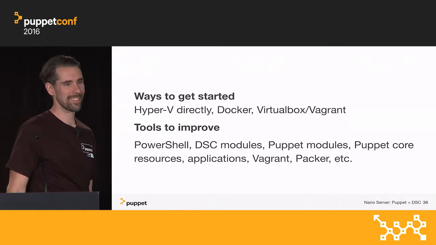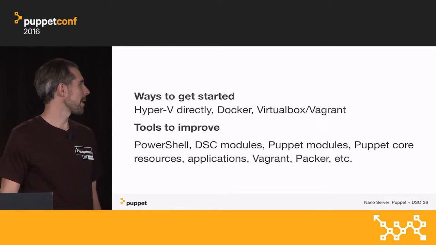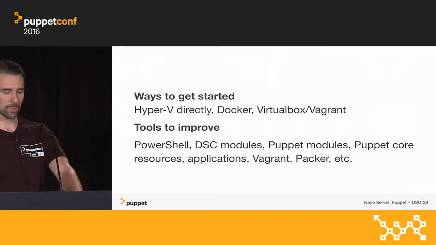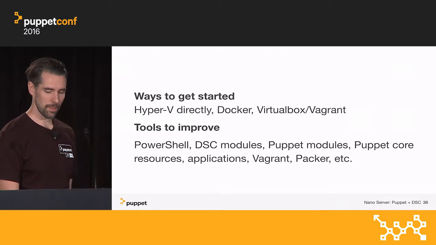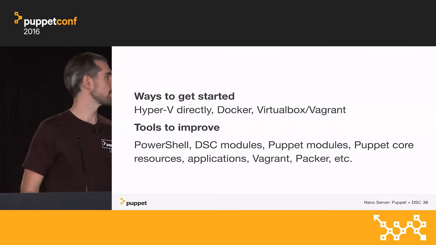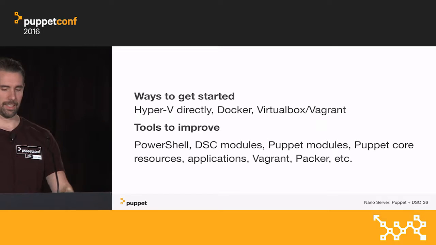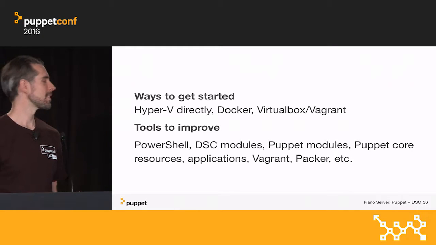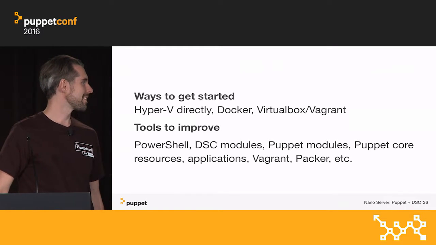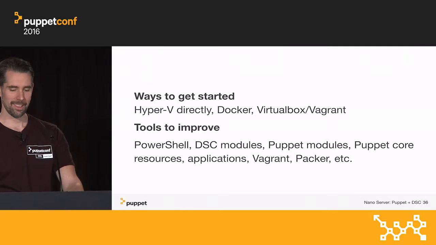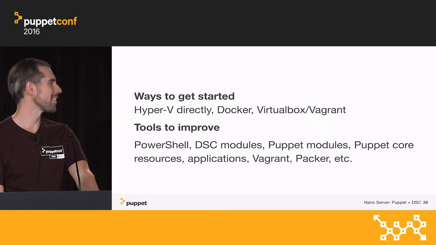Areas for improvement to start using these are the PowerShell and DSC modules in Puppet, and a number of other Puppet modules, core resources. Right now, the set of applications that work are fairly limited as well. So Node will run, Git will run, which is excellent. There are definitely others that don't yet. Trying to run Vim doesn't succeed at all.